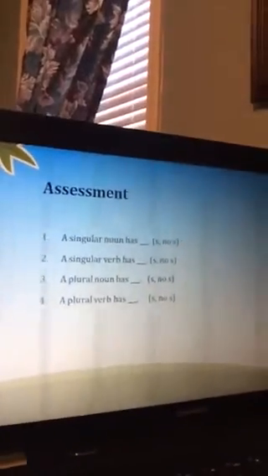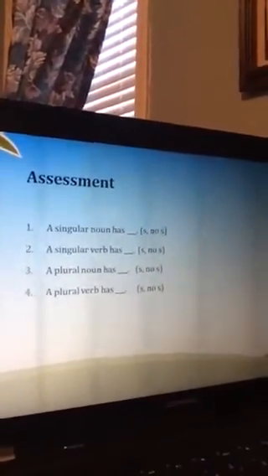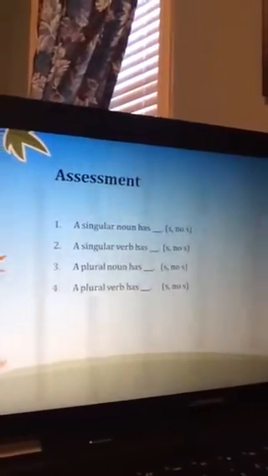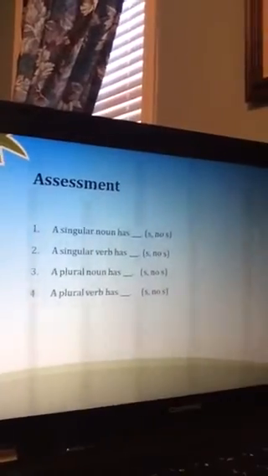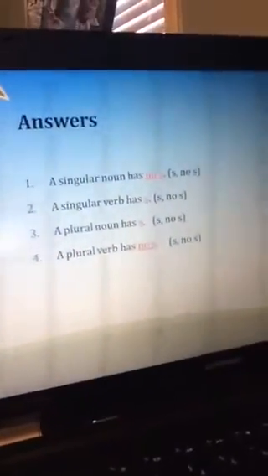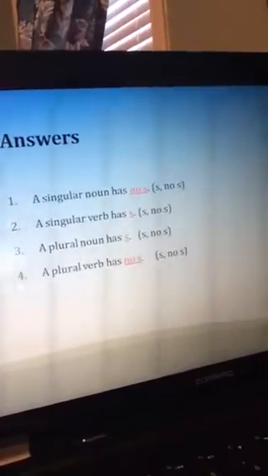We need to review the S check a little bit, and we can do it assessment style. In order to do well in the future with ensuring that your subject and verbs are in agreement, you need to understand what a singular noun looks like, what a singular verb looks like, what a plural noun and a plural verb look like as far as the S is concerned. Just take a quick second, pencil those answers in, and we'll review them. Okay, I think you've had long enough to pencil in those answers. Let's review those. So number 1, a singular noun has no S. Number 2, a singular verb has an S. Number 3, a plural noun has an S. And finally, number 4, a plural verb has no S.